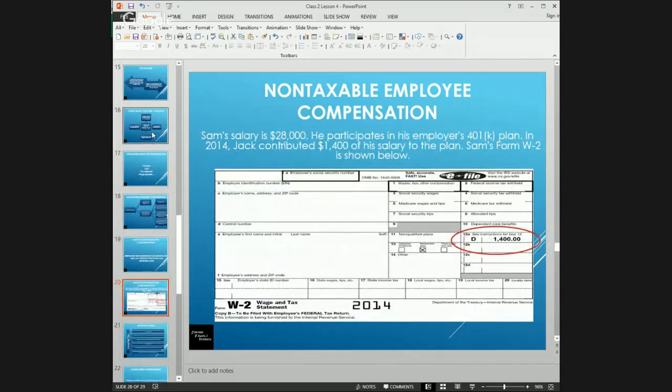This is what your W-2 looks like, and you can see here this individual is reporting in box 12 with a code D a total of $1,400. So that $1,400 is Sam's contribution to his plan.